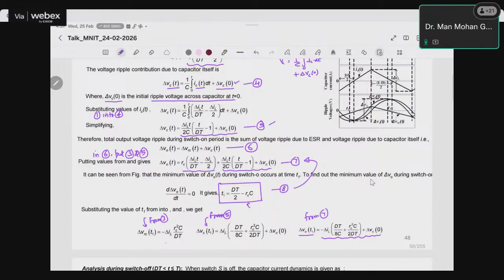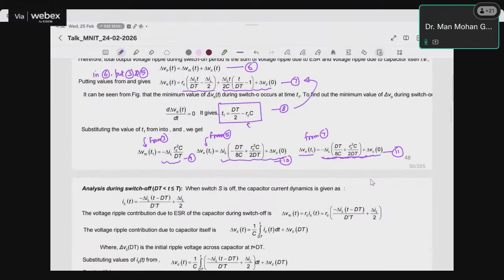I can get what is the contribution of del VRC at time t equal to T1. What is the contribution in ripple by capacitor? What is the contribution in total output voltage ripple? Obviously, which should be the sum of these two. And this is this one. So you can see that this, let's say 9, 10, and 11. So this 11 is sum of 9 and 10, right?